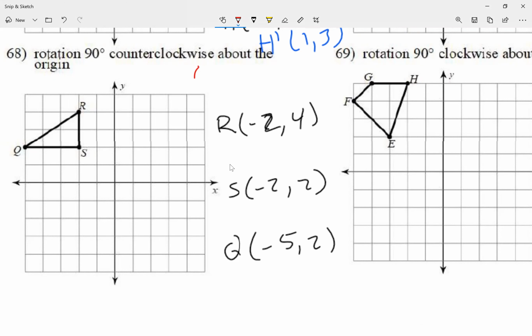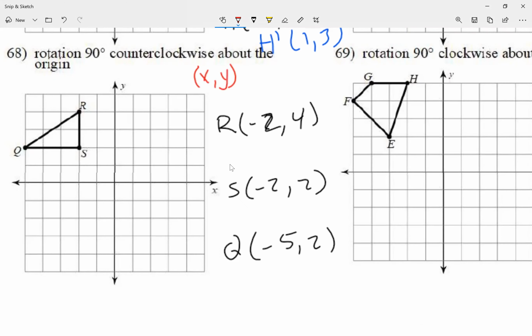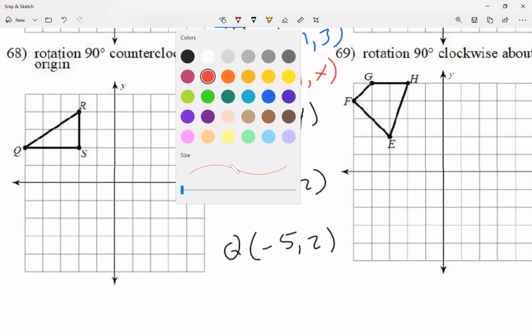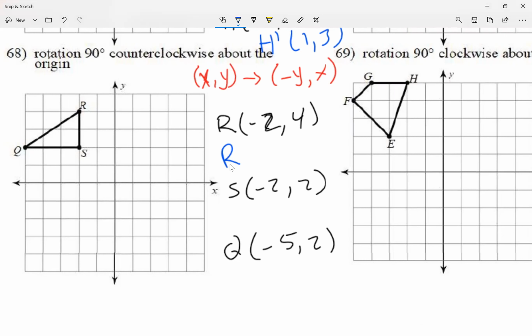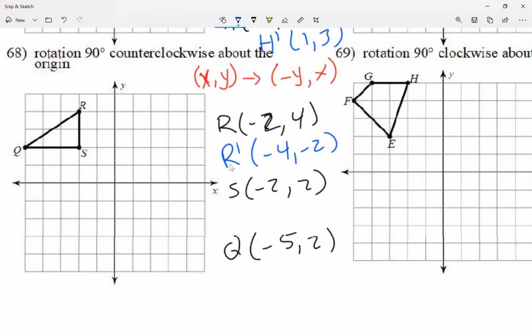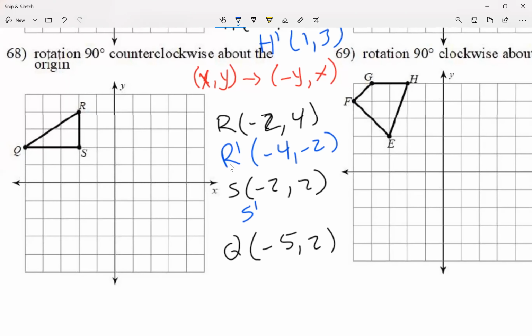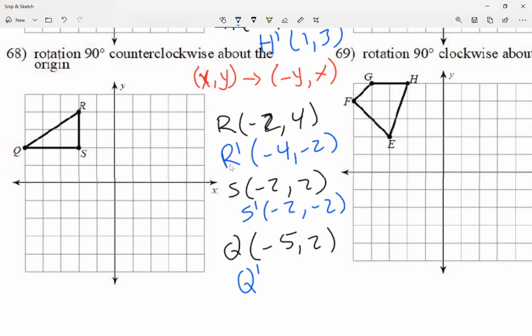According to the notes, (x, y) will become (-y, x). So my numbers are going to flip, but I'm going to switch the sign on the y value. If I want to know the values of R prime, it's going to become (-4, -2). Notice the only one that switched the sign was the 4. The coordinates of S prime will be (-2, -2), and the coordinates of Q prime will be (-2, -5).